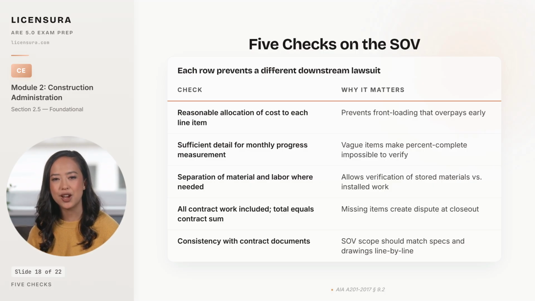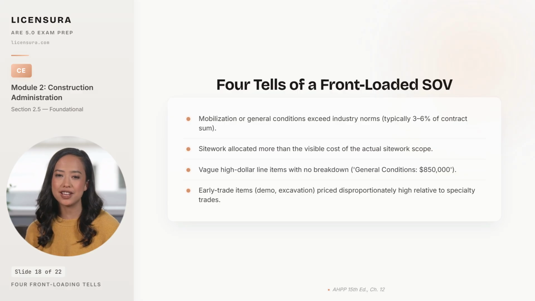4 tells signal a front-loaded SOV. Train yourself to spot them at week 1 before signing the approval. 4 tells signal a front-loaded SOV, and you should train yourself to spot them at week 1 before the approval is signed and the front-loading becomes the project's payment baseline.